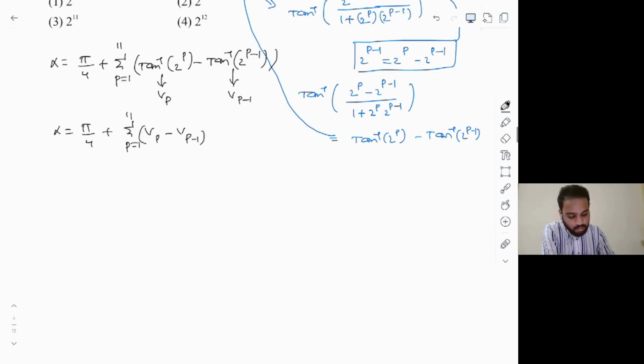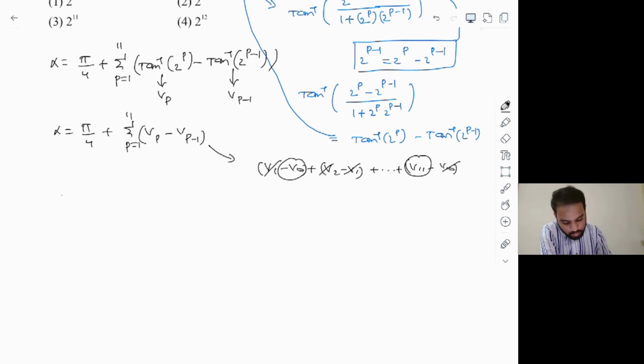And if you expand, I think you know how to do this telescopic summation, right? If you expand, you get V1 minus V0 plus, if you put p equal to 2, you get V2 minus V1, and so on up to the last term, which is going to be V11 minus V10. So clearly all the terms will be cancelled out except two terms, that is V11 minus V0. So finally we get alpha equals pi by 4 plus V11 minus V0.